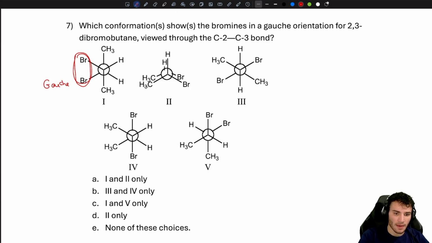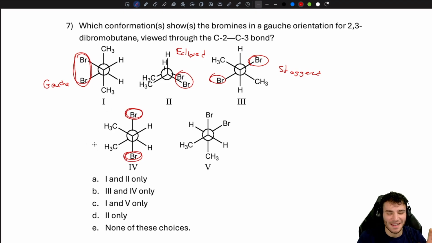We are also going to have, well, these bromines are completely on top of each other, so they're eclipsed. These bromines are as far away from each other as possible, so these are staggered. Although this is also gauche, these bromines are as far away from each other as possible, so they are staggered, although the conformation in total is still a gauche conformation. But in this structure, we have these bromines in a gauche conformation right next to each other. And so the only structures that we have the bromines in gauche orientation are 1 and 5, sorry.